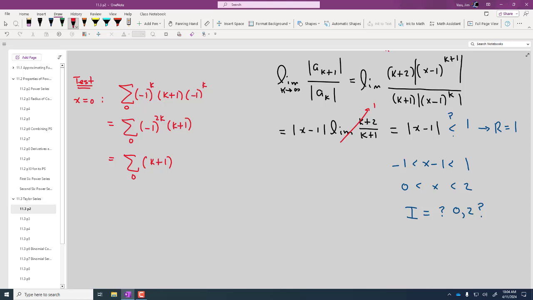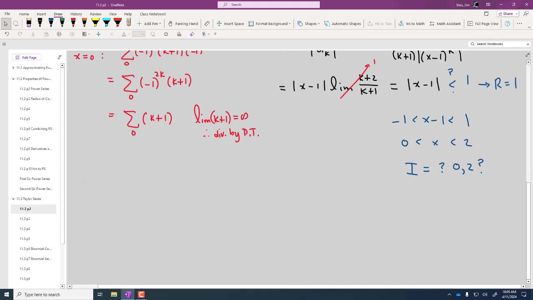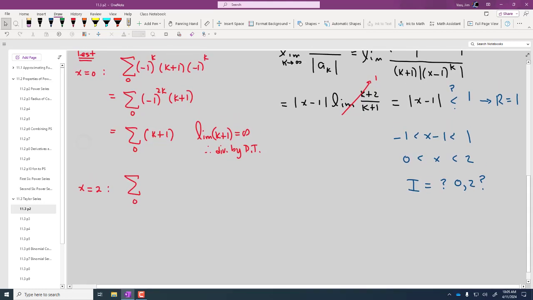Okay, and does that converge or does that diverge? That diverges by what? Divergence test. So the limit of k plus 1 is infinity, therefore diverge by divergence test. So we'll do the same thing with the other endpoint. So we're going to plug in x equals 2, and that's going to create the summation. Let's see, we've got the negative 1 to the k piece. We've got the k plus 1 piece.